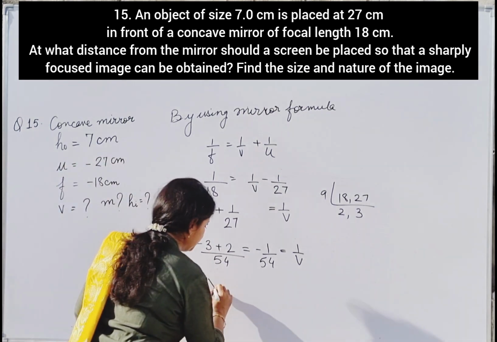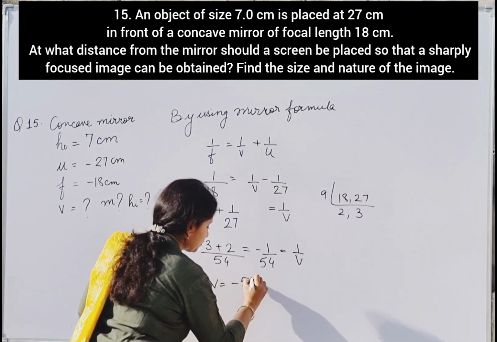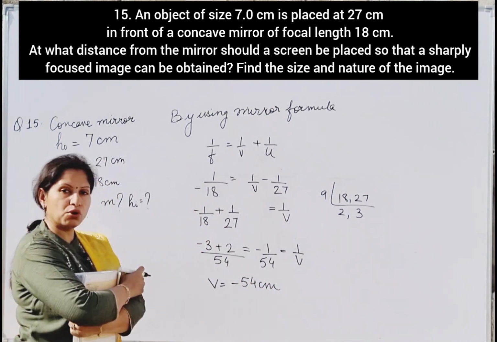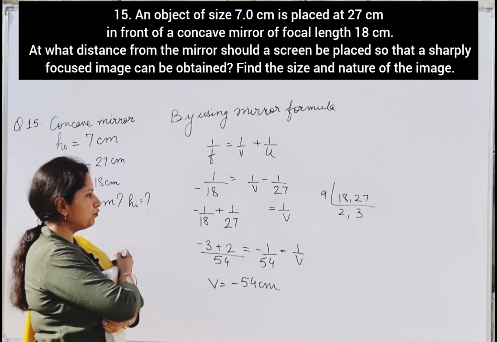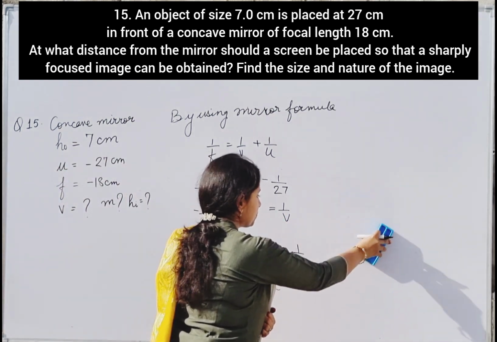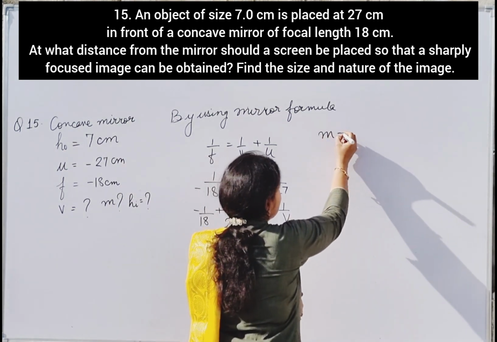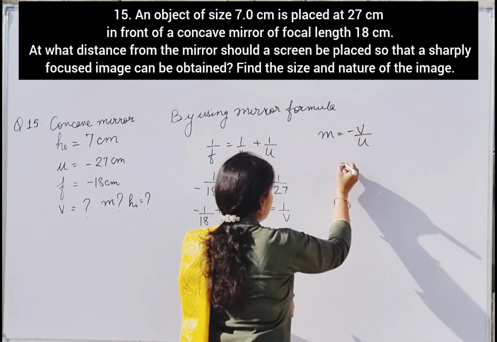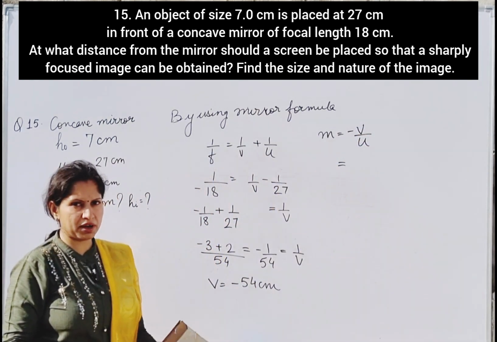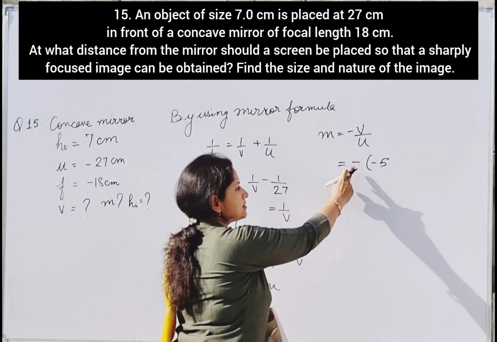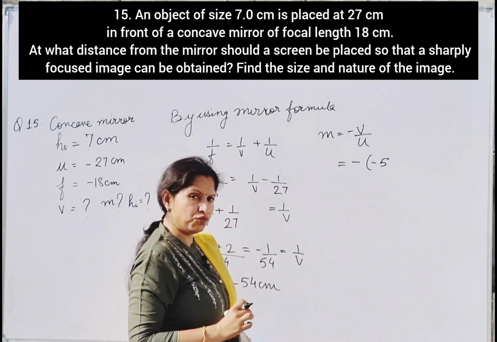Now V is equal to, we will reciprocate it. So it will be minus 54 centimeter. Minus 54 centimeter will be the value of V. Okay. Now we have to find out the height of the image as well as magnification. So first let's find out the magnification. You all know that magnification for mirrors is minus V by U. So always make it a habit, every time you do a numerical, always write the formula. This is the minus sign that we got in the answer, and this is the minus sign that is there in the formula.